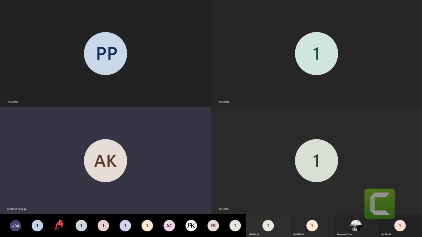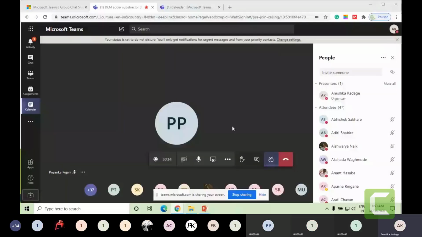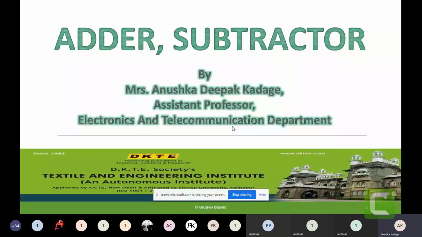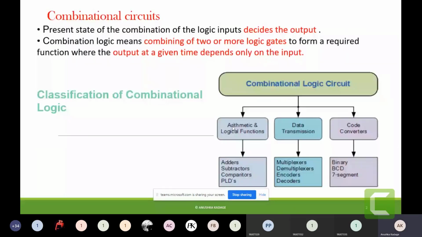So we are starting today with the adder and subtractor as a combinational logic circuit. So what is a combinational logic circuit? That is the first question which comes to our mind. The circuit is going to take some input and it is going to generate the output based on the behavior that we have designed in the circuit.